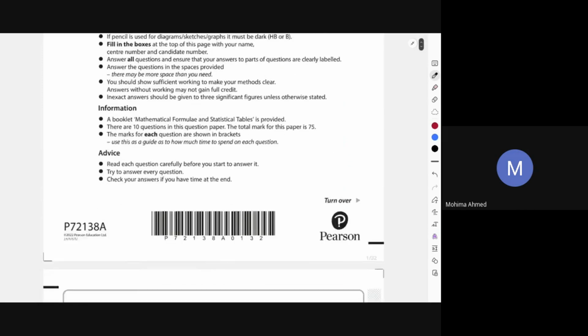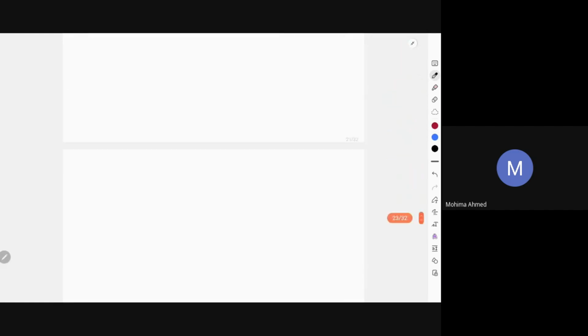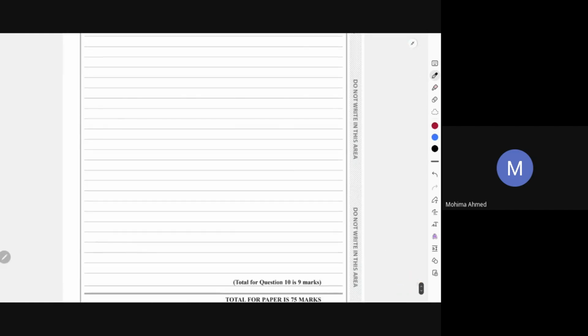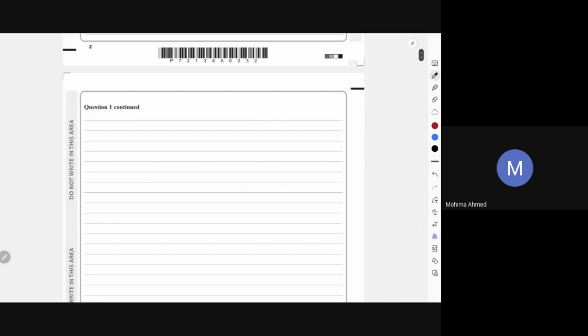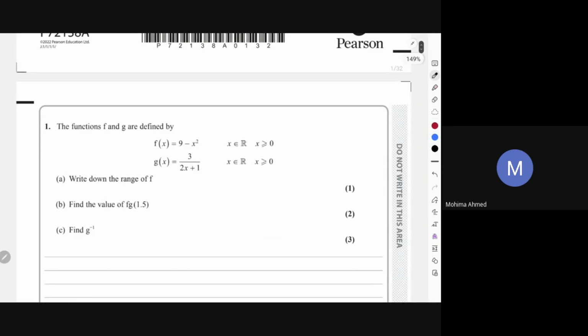Okay, so let's start with the questions. I think in this paper also we have 10 questions. In general, we always get 10 questions. I think in one of the recent papers only, I saw that they gave you 9 questions. But in most papers, you're expected to get 10 questions in P3.